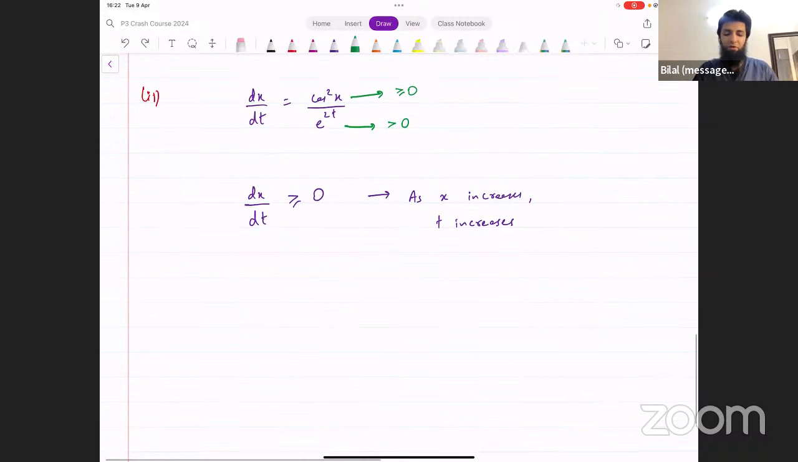But what do we understand from this is numerator is greater than or equal to 0. Denominator is greater than 0. That means overall, the fraction is also going to be greater than or equal to 0. That means as x increases, t also increases. It cannot decrease. And that is what we wanted to prove here. Does that make sense? Any problem with this?